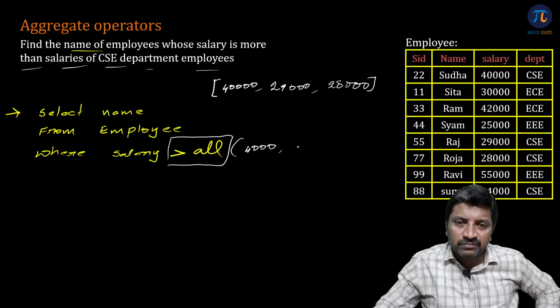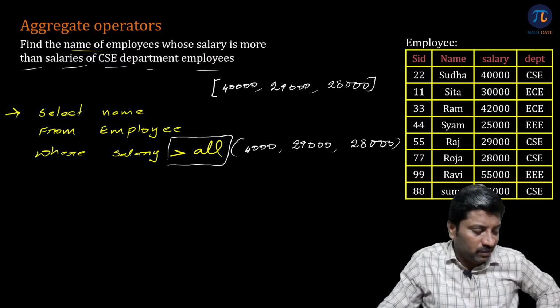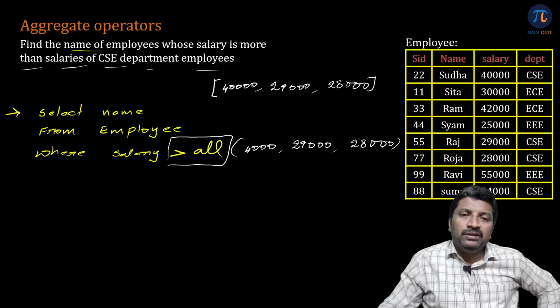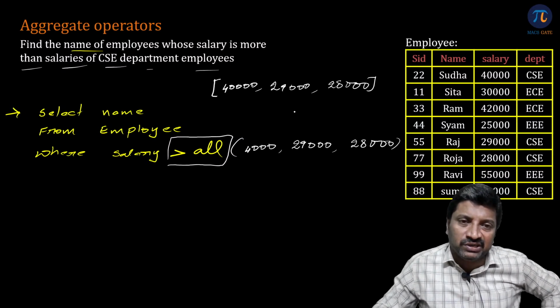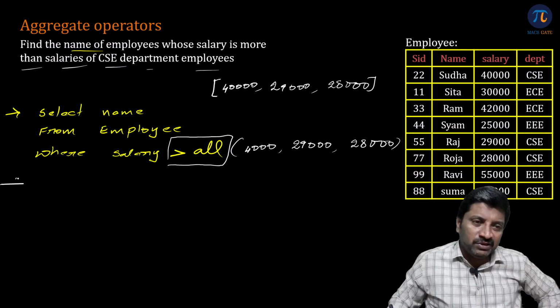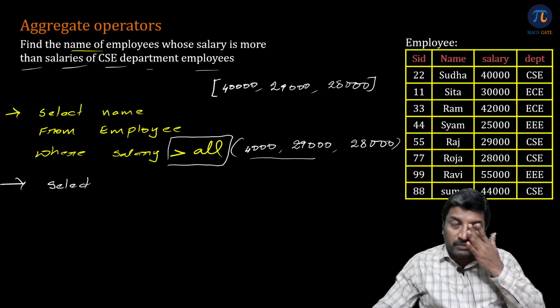40,000, 29,000, 28,000. Right? This is the story when we know the numbers or the salaries of the CSC department. Now I don't know the salaries. Then how to write it? The same thing, sir. This list will be replaced by the corresponding query.